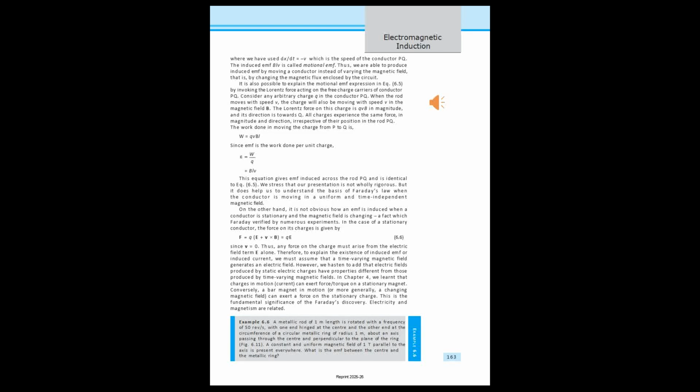In Chapter 4, we learnt that charges in motion, current, can exert force and torque on a stationary magnet. Conversely, a bar magnet in motion, or more generally, a changing magnetic field, can exert a force on a stationary charge. This is the fundamental significance of Faraday's discovery. Electricity and magnetism are related.